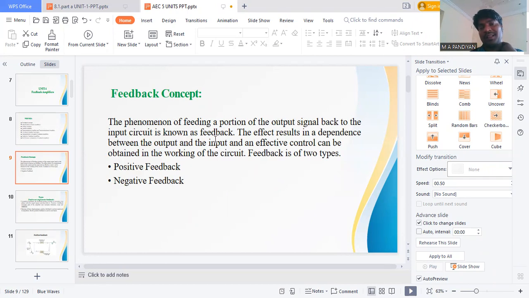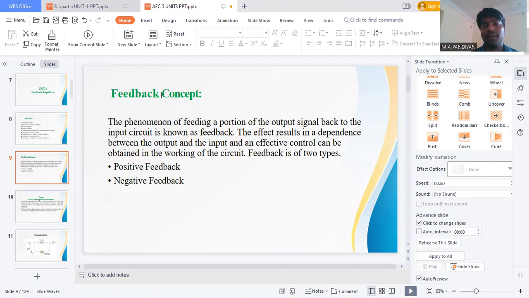So the sample, or portion, of the output signal is taken and given back to the input circuit. This is known as feedback. The effect results in a dependence between the output and the input, and an effective control can be obtained in the working of the circuit. So there is no change between output and input, and we get the exact output. That is the working of this circuit.